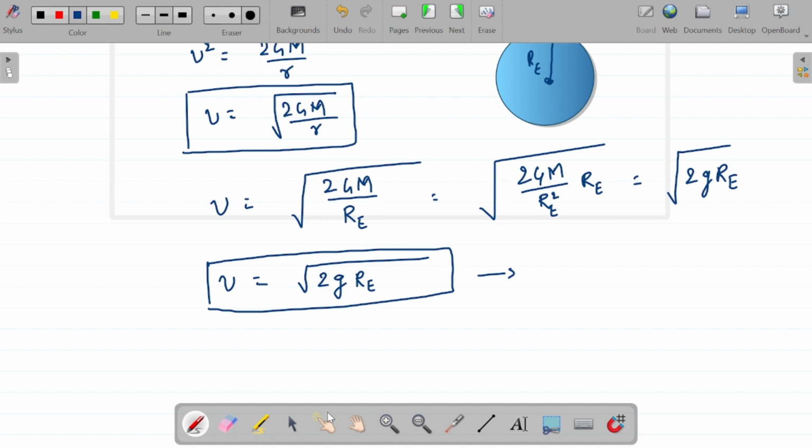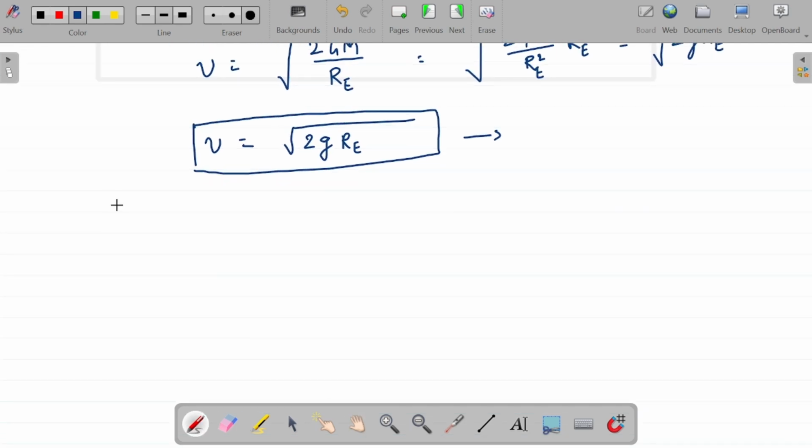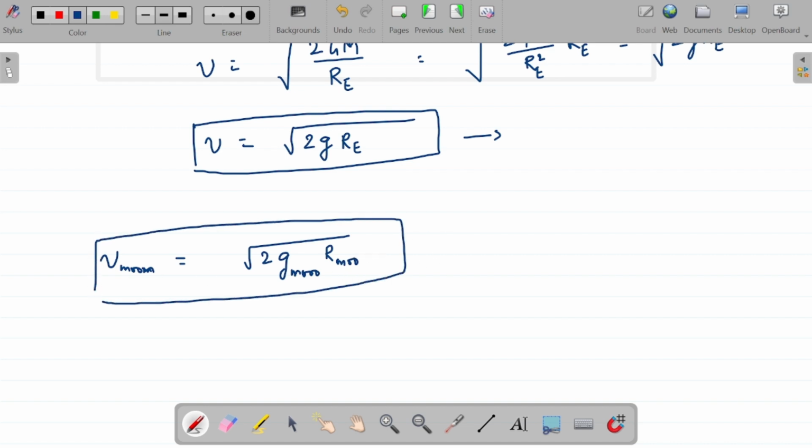Like, take the example of the moon. So what we need to do is, escape speed from the moon, or the moon's surface more precisely, will be under root 2 into the acceleration due to gravity on the moon's surface, and the radius of the moon here. So if we want to know the escape speed from the moon surface, this is it; the earlier one was from the earth surface.